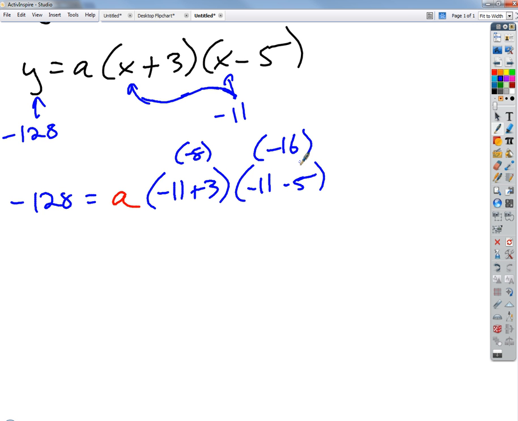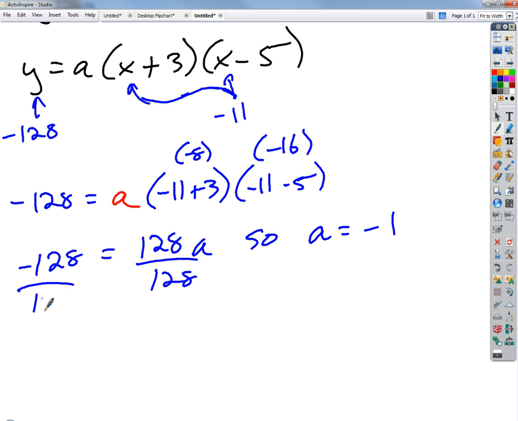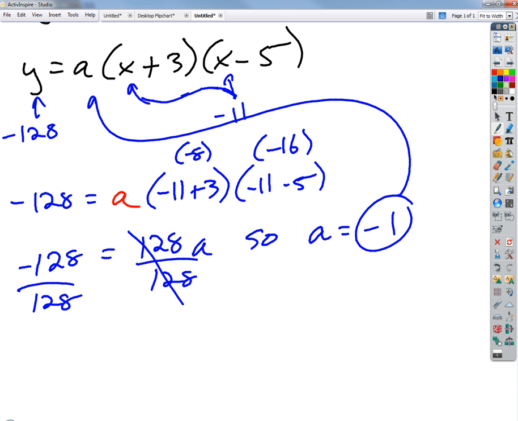Okay, so I get -128 equals a times positive 128. So what's a? Everybody see that? If I just divide both sides by 128, I get a equals -1. So I'm done essentially. All I have to do is plug -1 in up there, and that's going to give me the expression y equals negative x plus 3 times x minus 5.